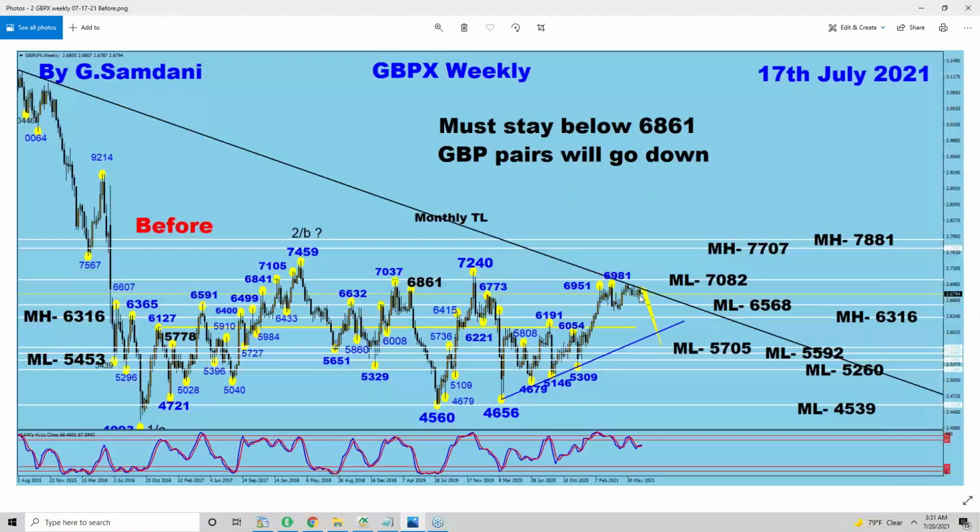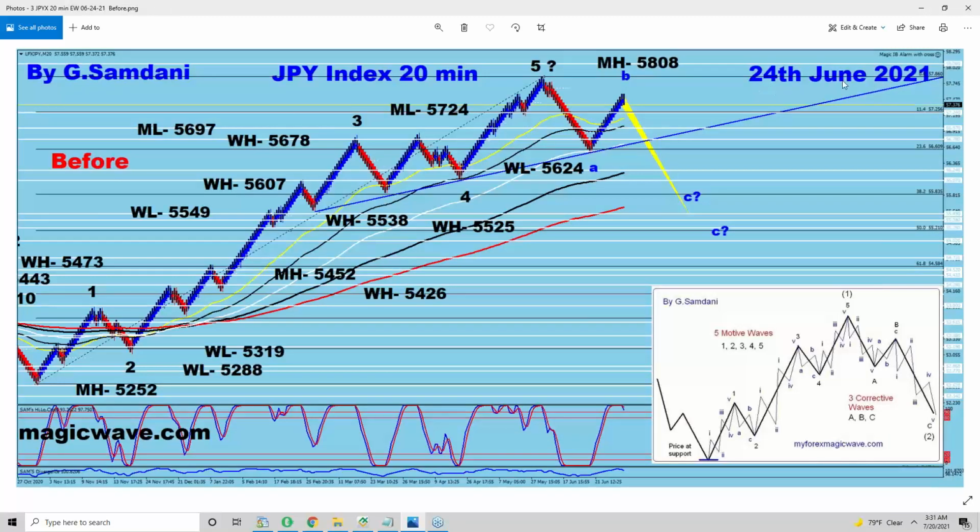And also I made this chart. For example, I also had this chart on June 24. This is the yen index 20-minute, and I said this yen is gonna drop from here to here for wave C, according to this scenario, right? And yen is always on the right hand side. The yen index is just the opposite of all the other indexes. Yen index dropping means yen is getting strong. So yen is always on the right hand side, so all yen pairs would be going down, right?